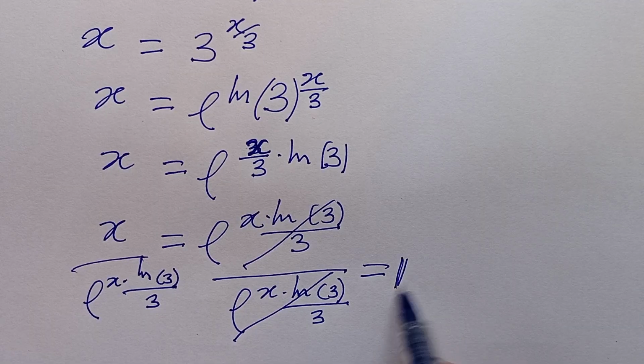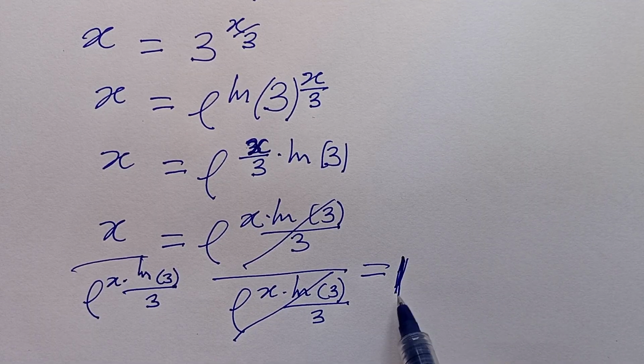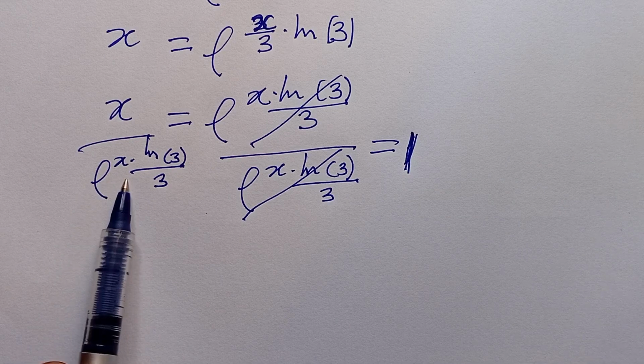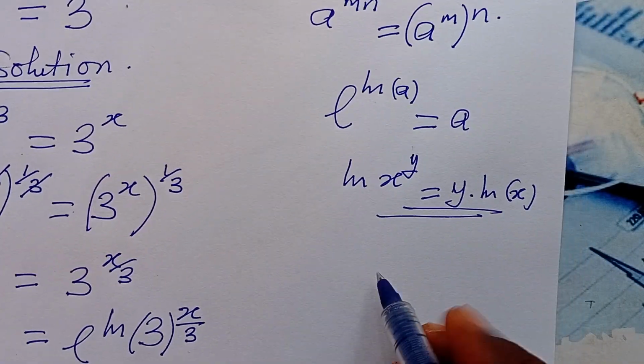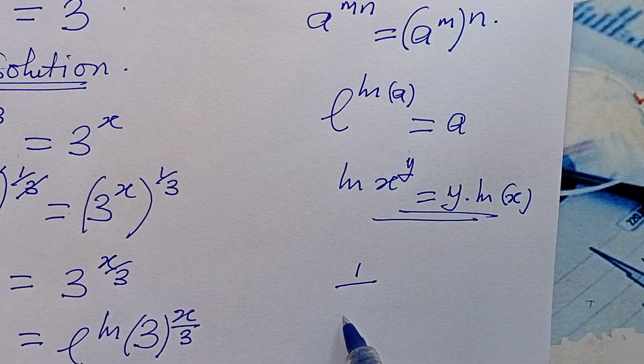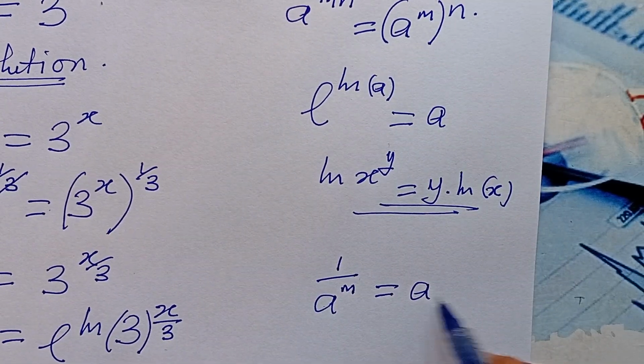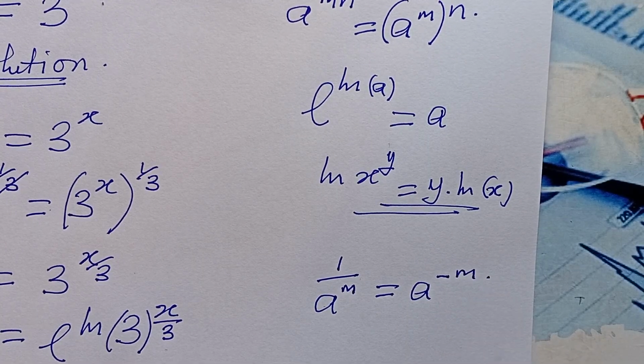So this is going to give us 1. So we have here 1. Okay, now I want to rewrite this part of this equation. Remember that if you have 1 all over a raised to the power of m, this is equal to a raised to the power of minus m.